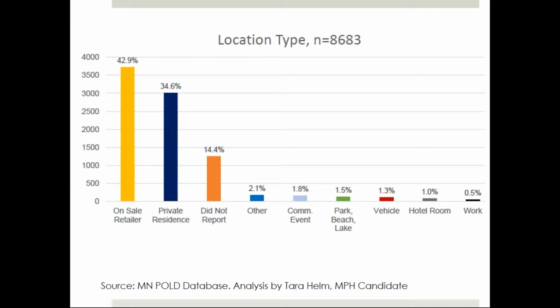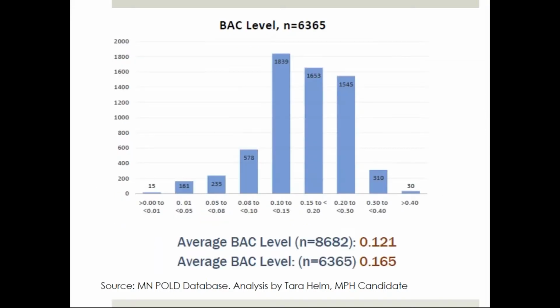But that gives you a sense of where these are coming from. Now we did also take a look at the breath alcohol content, or the BAC, of the people that are involved in the incident. Some of these are offenders. Some of these are victims. The vast majority of them are offenders.